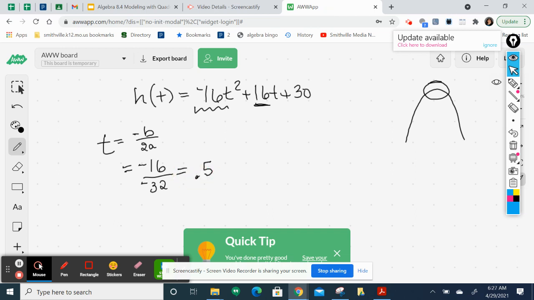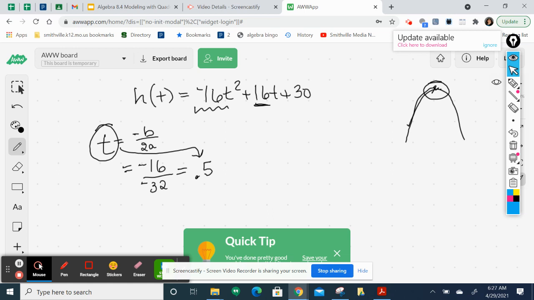Now, 0.5, that doesn't really seem like it would be a maximum height. So I need to think about what I just found, and I just found t. T stands for the time when I hit that maximum vertex. So it takes about half a second for that diver to get up to that highest point.